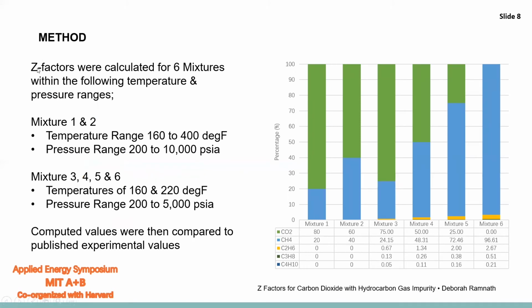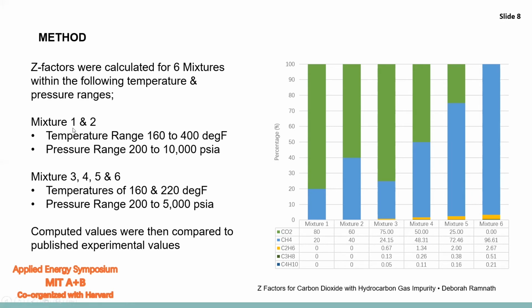In this study, Z factors were determined using the correlation developed by Piper and others for 6 mixtures. The composition of the mixtures is shown on this chart to the right. Mixtures 1 and 2 contain a mixture of carbon dioxide and methane, while mixtures 3 to 5 are a mixture of carbon dioxide as well as a dry gas composition from a natural gas reservoir. And mixture 6 is that of the pure dry gas, which would have been obtained from a natural gas reservoir.